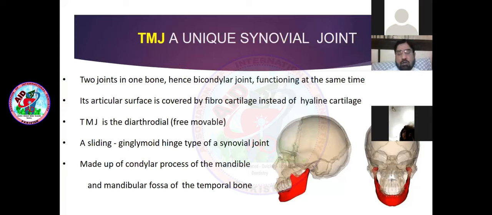It has very good articular surfaces covered by fibrocartilage instead of hyaline cartilage, with the maximum synovial function that joints have to do. It is diarthrodial because it moves very freely, having double movement, that is the sliding and ginglymoid movement, which we will discuss in detail. It is made up of two basic bones: the condyle of the mandible and the mandibular fossa of the temporal bone.